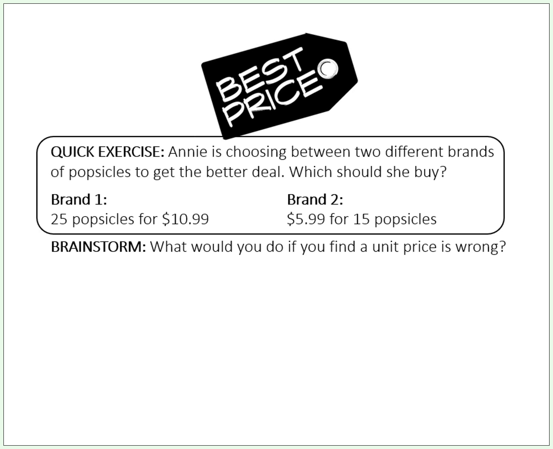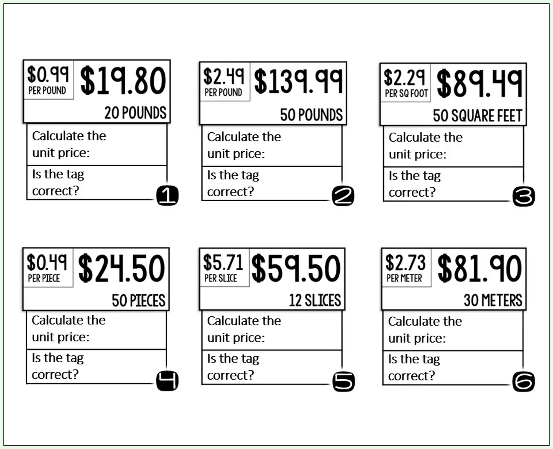You have 2 brands you're going to look at. It's asking you to choose the better deal. The one with the lower unit price is going to be the better deal. The exercise has 6 different tags like you would see in a grocery store. And it's asking you, number 1, to calculate the unit price and to make sure the unit price on that tag is correct. It's not really a bad idea for you to be checking those unit prices because sometimes they may not have done the math correctly, or they may have rounded a little differently in order to benefit themselves sometimes. So just work through these, calculate the unit price.